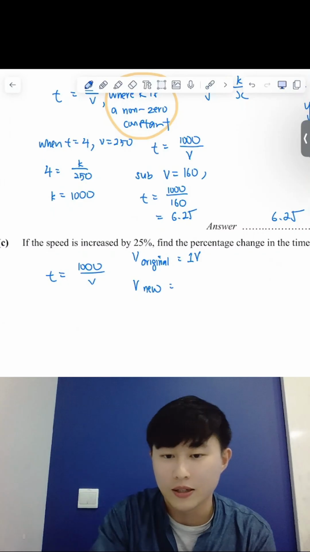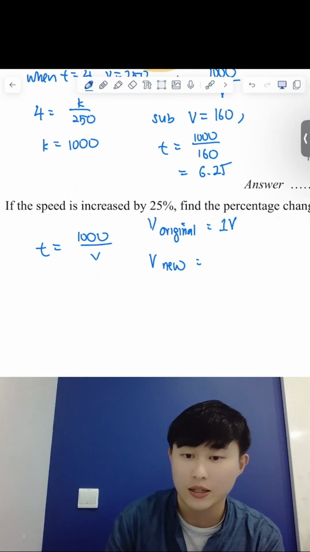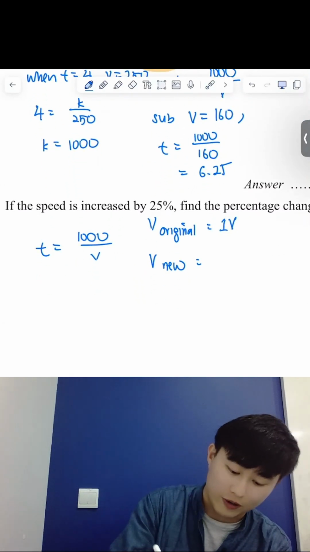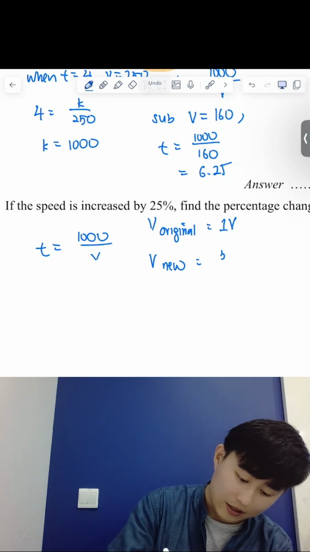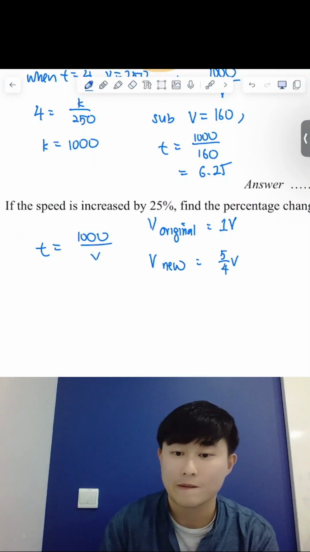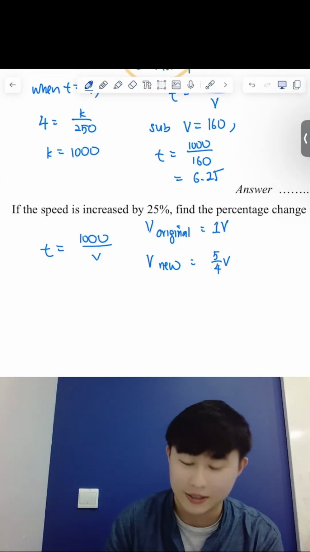Okay, what is my new V? If the original is just 1V, my new V, very good, is 1.25. 1.25 V. Or you can also write it as 5 over 4 V. Good, 1.25. Very nice.